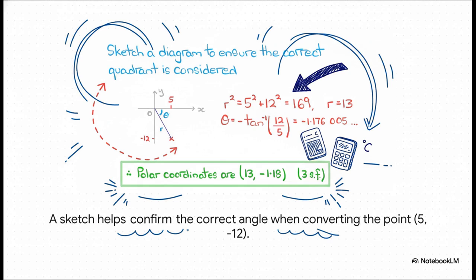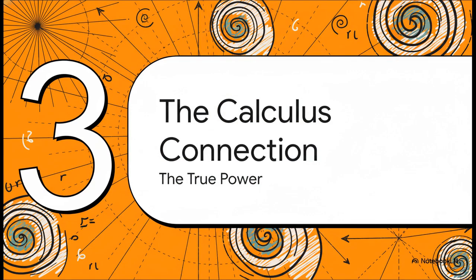So the sketch confirms that this time, the calculator's answer was the one we needed. All right, so we can define points and convert between systems. That's great. But why? Why bother with a whole new system? Well, this is where it gets really powerful. The true magic of polar coordinates shines when we bring calculus into the mix.